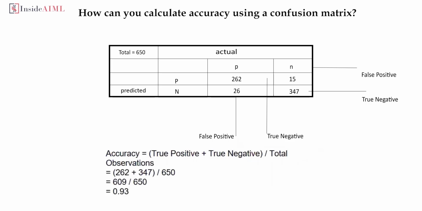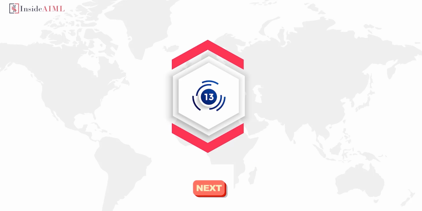Taking this particular example, there are 262 true positive answers and 437 true negative answers. And in total, there are 650 instances. So the accuracy will be 262 plus 347 divided by 650, which is going to be 609 by 650, which is 0.93. It means your model is 93% accurate. Cool. So let's see the next question.